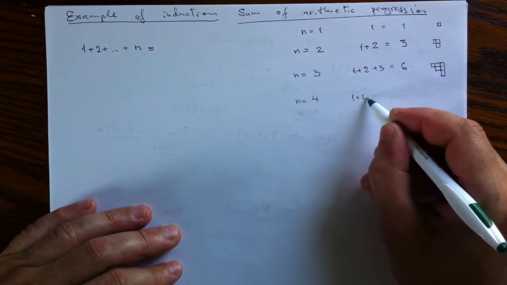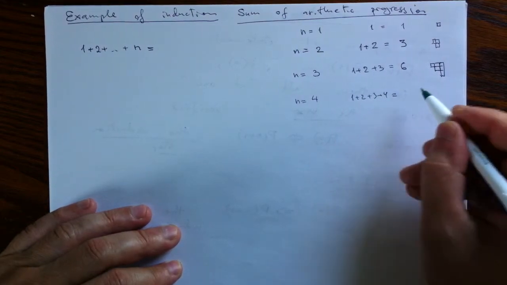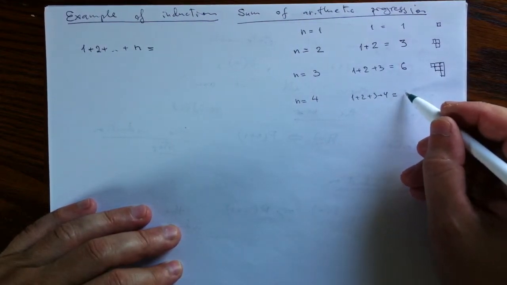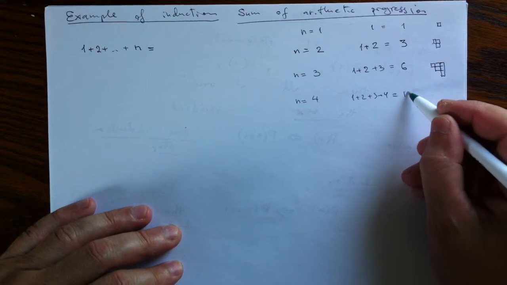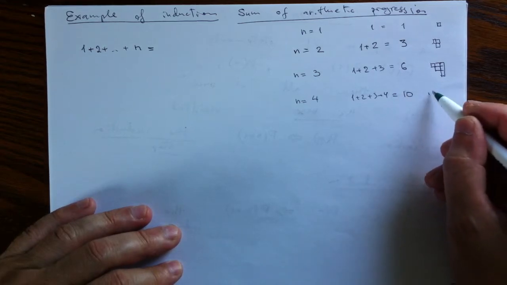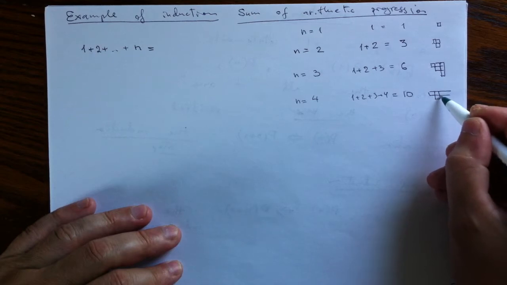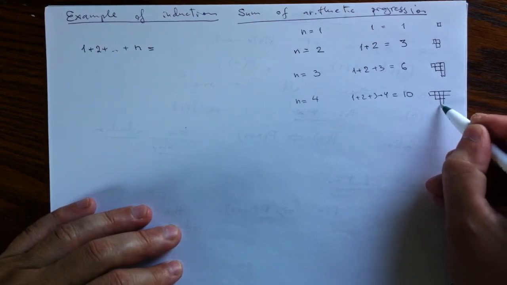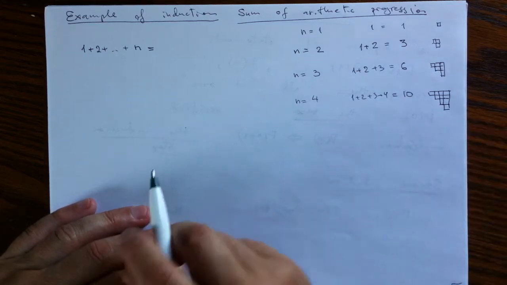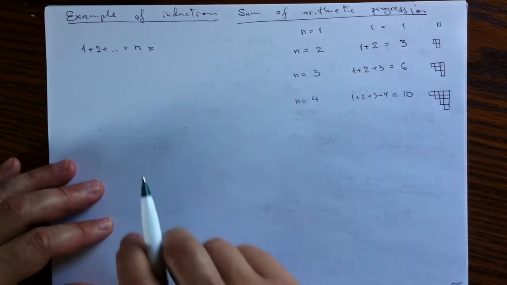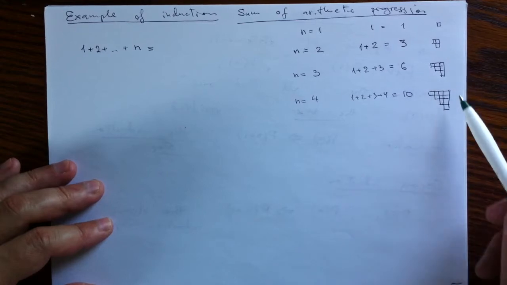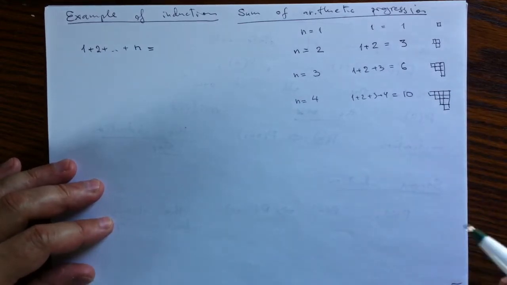I have 1, 2, 3 and 4 to be summed, and that is just 6, the previous sum, plus 4, which is 10. So I have to reproduce the previous picture and then extend it by one more line of length 4. Geometrically, geometry is always a great help.